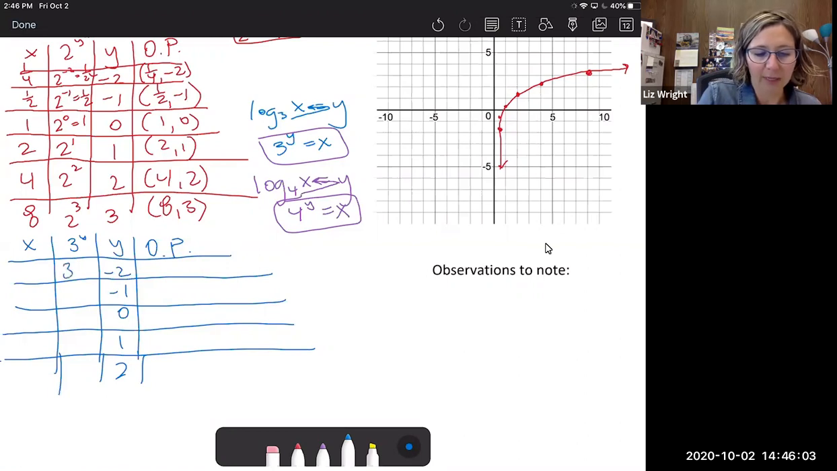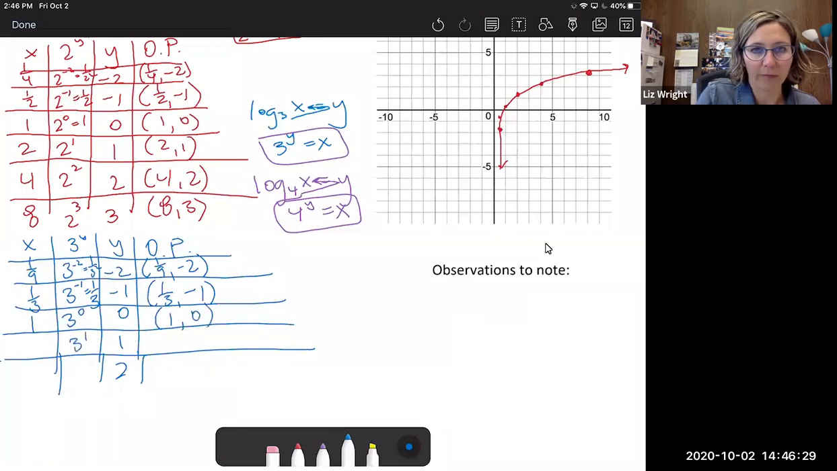So we've got 3 to the -2 power, which is going to be 1 over 3 squared, which is 1/9. So it's going to be 1/9, -2. Then we're going to have 3 to the -1, which is 1/3. And so we're going to have 1/3, -1. And then we're going to have 3 to the 0, which is going to give us 1.